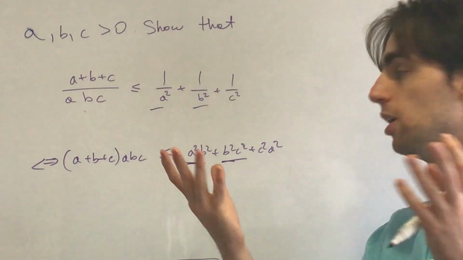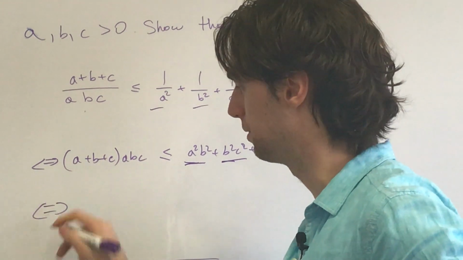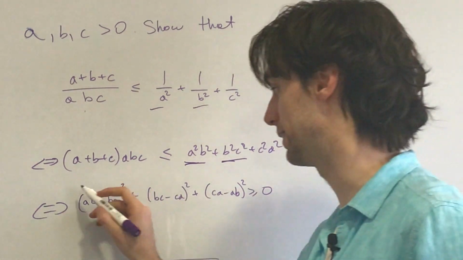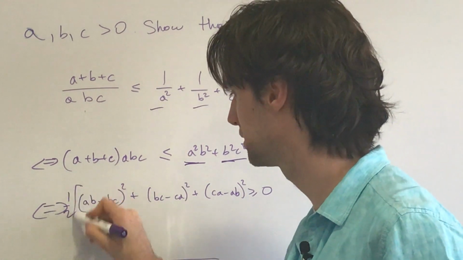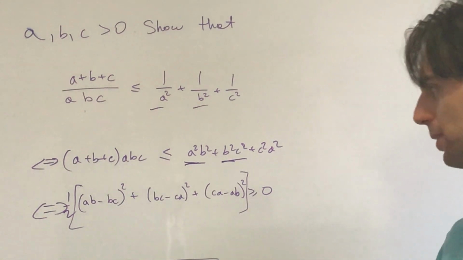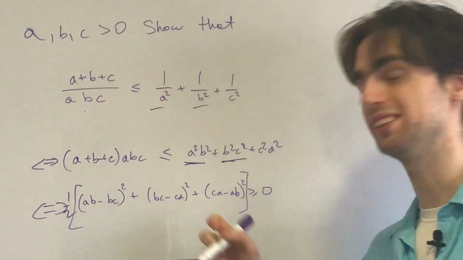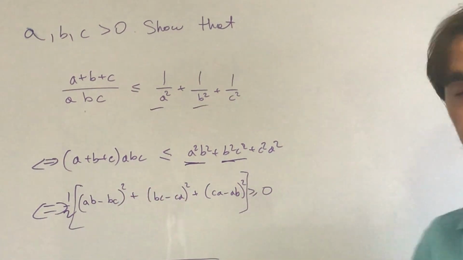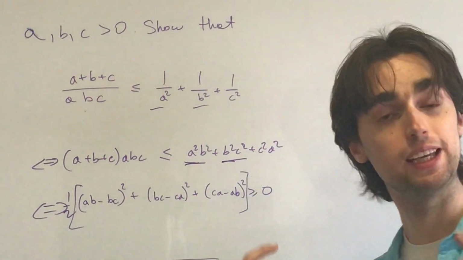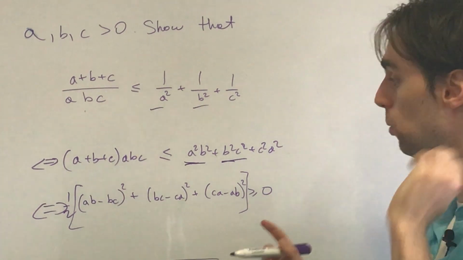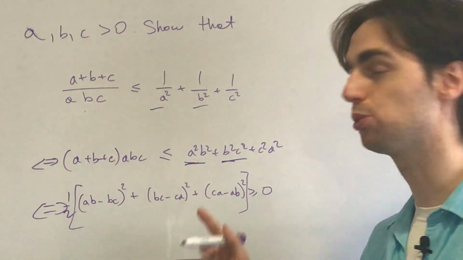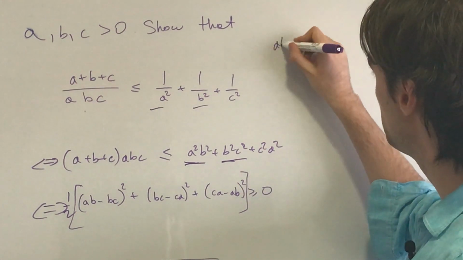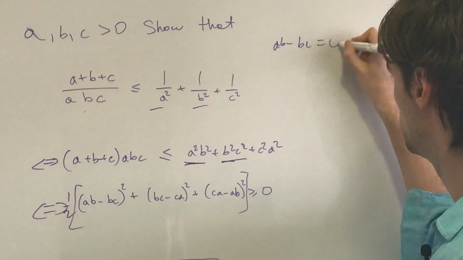Another way of writing this down is to say this is true if and only if this thing right here is true: a half times everything here is greater than or equal to 0. Which it is, because every single one of these is a square. Now the question is, when do we have equality here? Equality holds when every single one of these squares is equal to 0. So we have ab minus bc needs to be equal to 0.